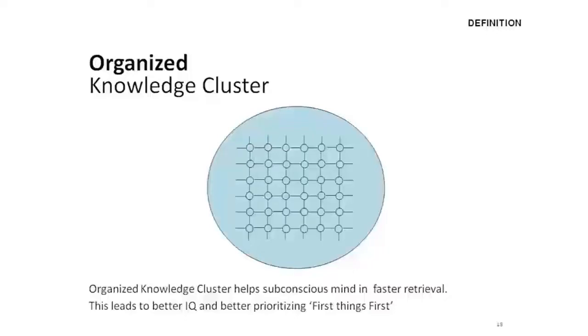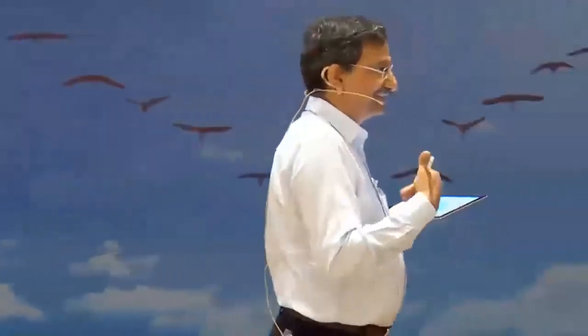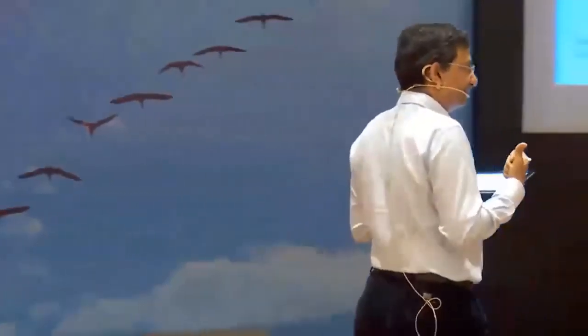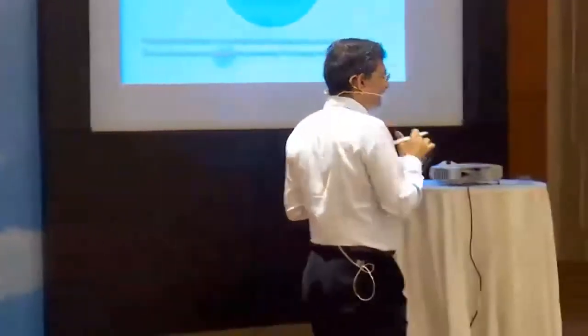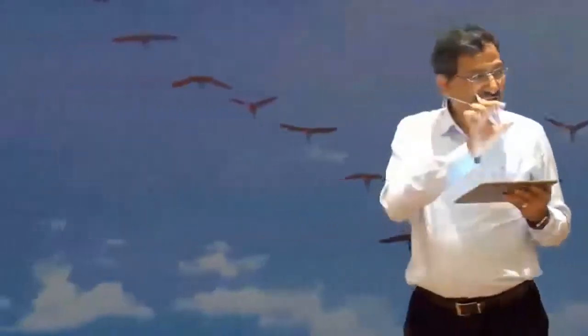This leads to better retrieval in your mind. The human mind can retrieve information faster if the knowledge cluster is well organized. The similar diagram I am using for skill. So when you are saying a person is a good programmer, the skill is there. So skill is nothing but organized knowledge cluster.